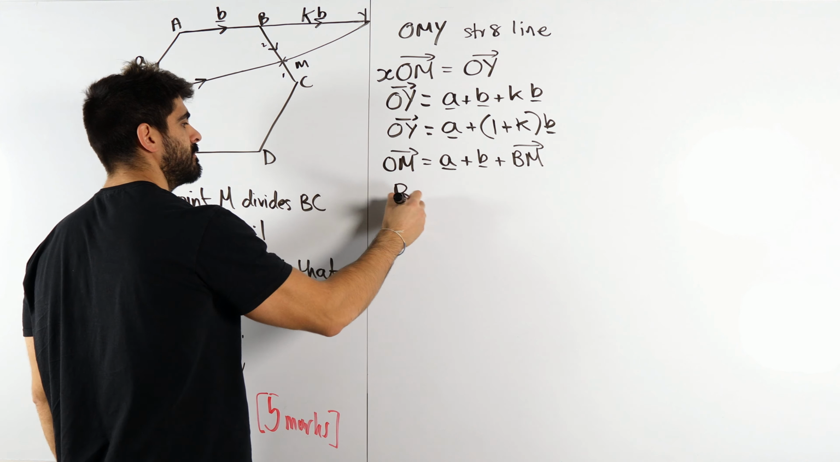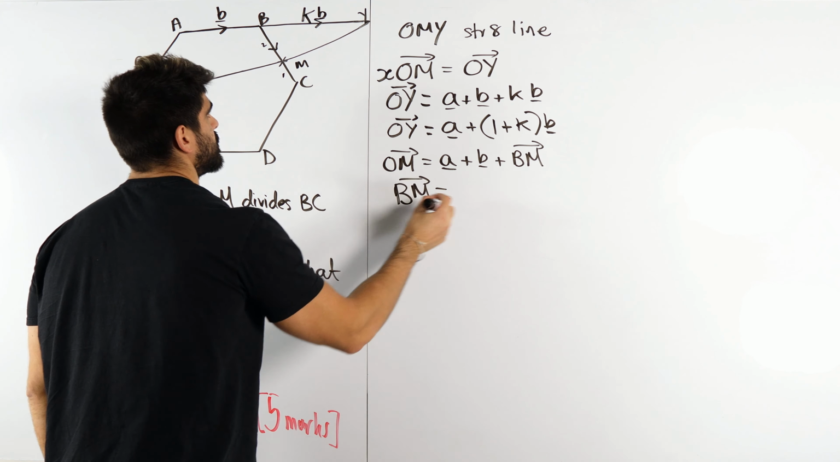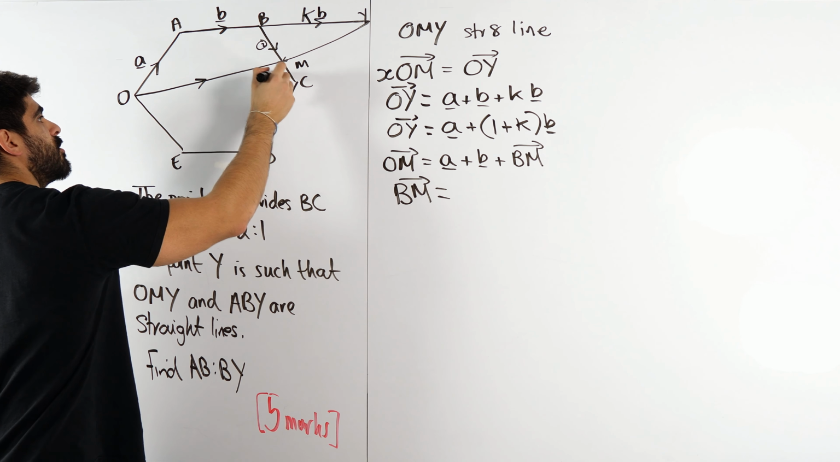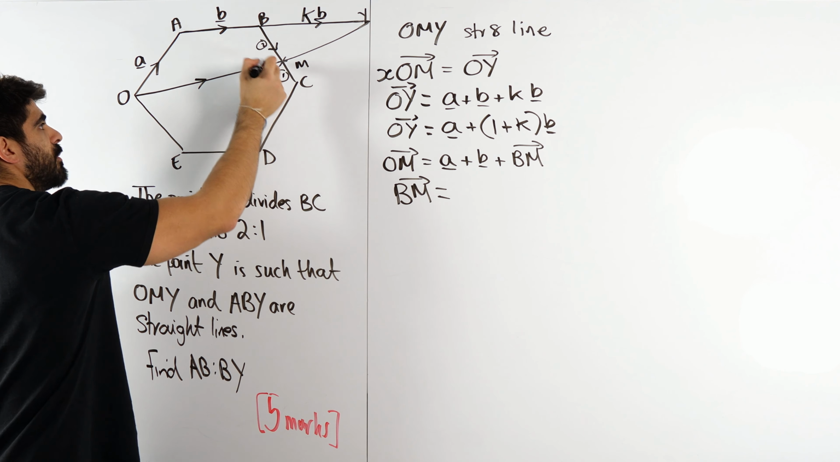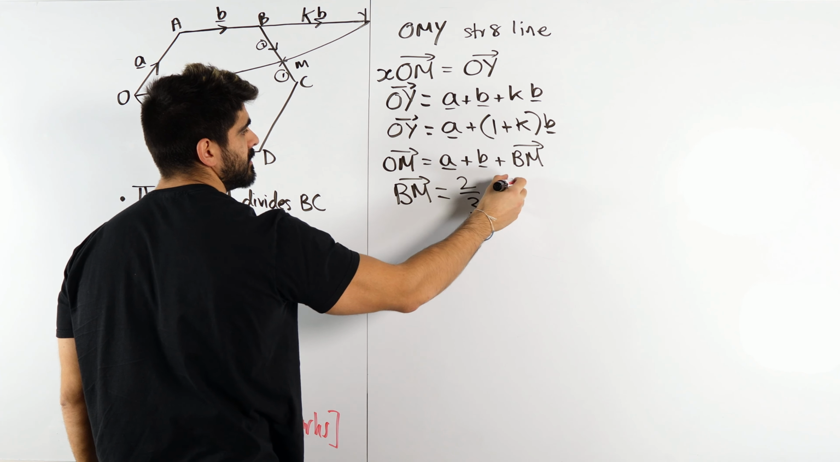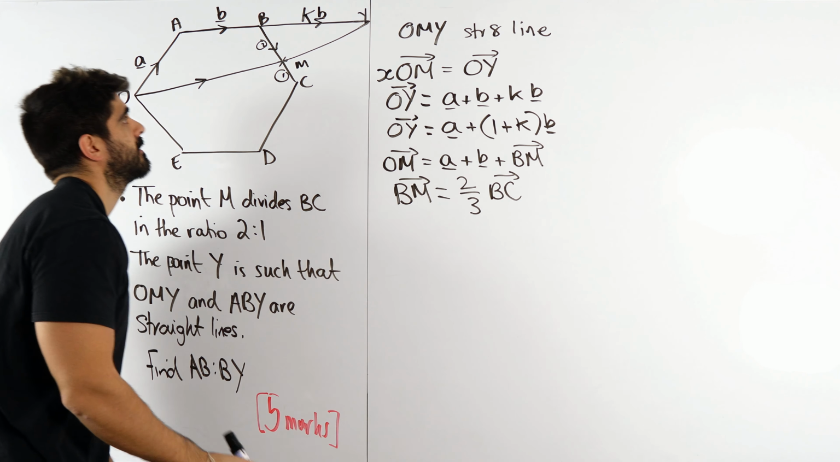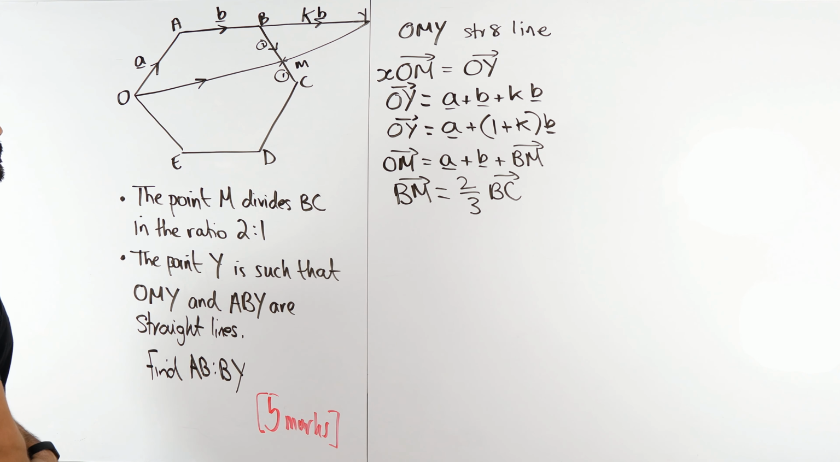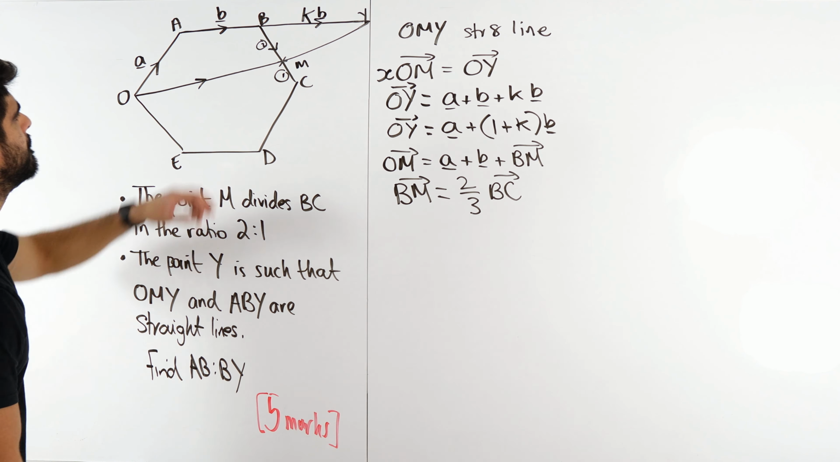So BM is what? 2/3. Yeah, it's 2 parts out of a total of 3, of BC. Now we somehow need to work out what BC even is. So how do we go from B to C?